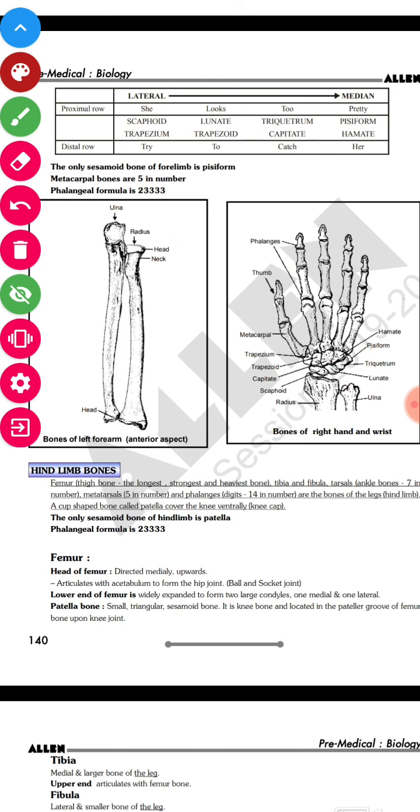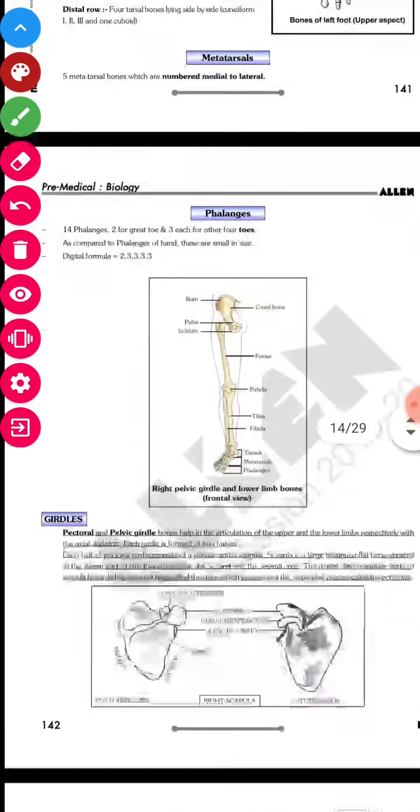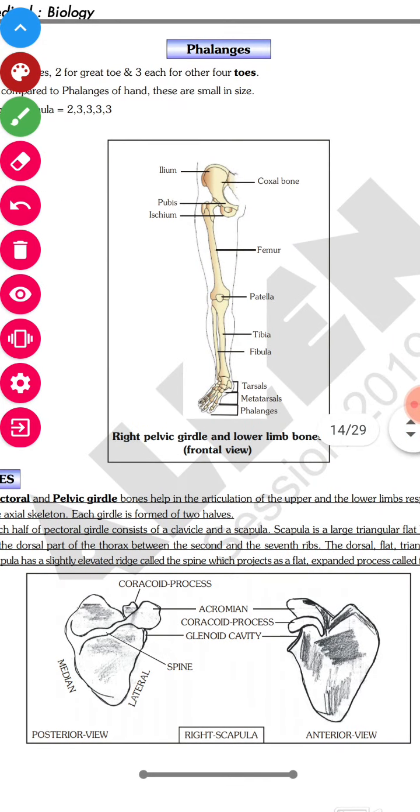Now we'll come to hind limb bones. We have already discussed forelimb. Let's come to hind limbs. Here you can see the complete diagram of the hind limb. In this you can see that these are the hip bones, and we call it the pelvic girdle. This is called the coxal bone. This upper part is ilium, this narrow part is pubis, and this bottom part is called ischium. So the hip bone consists of ilium, ischium, and pubis.